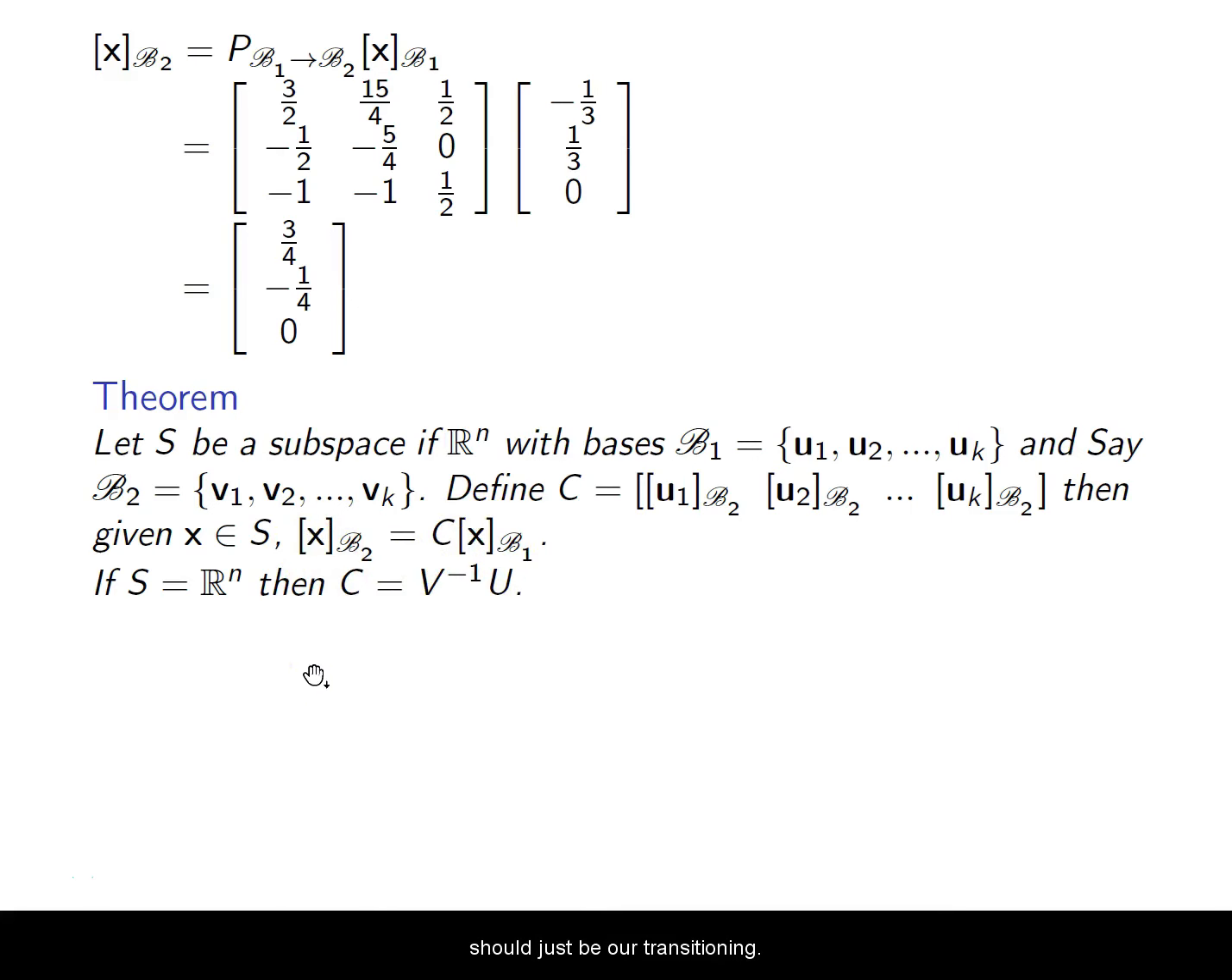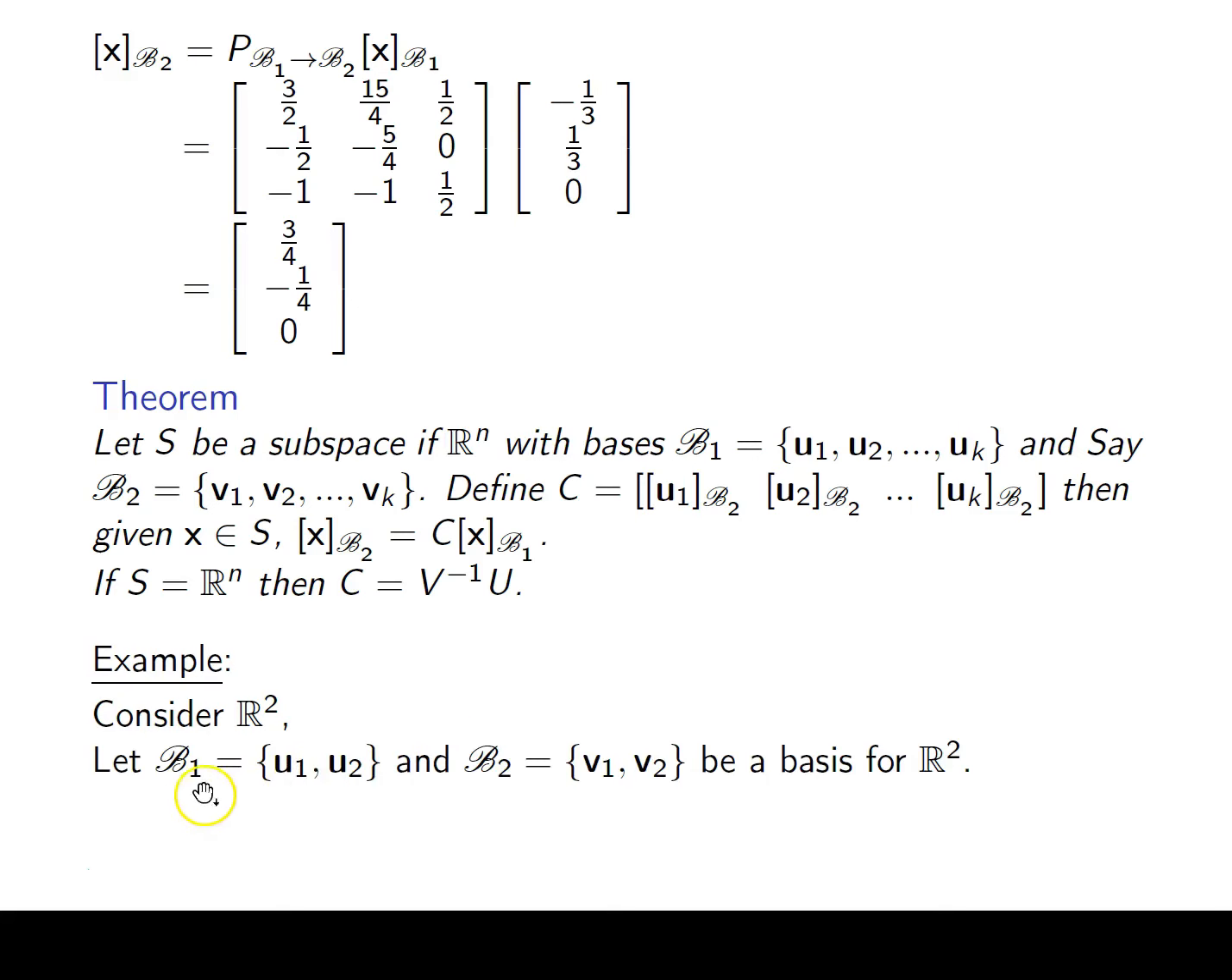So let's go through this as an example. Consider R2. Let B1 be two vectors, since we're in R2, and B2 be a different set of vectors that form a basis. That means these two vectors have to be linearly independent, and these two also have to be linearly independent. That does not mean they have to be linearly independent from each other; in fact, they would not be. But these will span R2 and these will also span R2. That's what it means to be a basis.